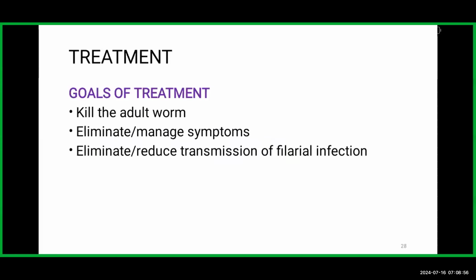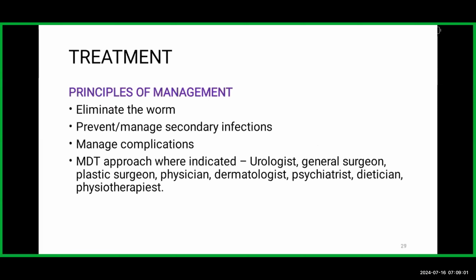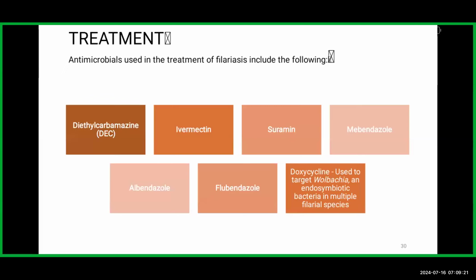So how do you manage the patient? Your goal of treatment is to kill the adult worm, eliminate and manage the symptoms, and then reduce the transmission as much as you can. To eliminate the worms, administer antiemetics, prevent and manage secondary infections, and manage complications. Where needed, you can also involve other specialists like urologists, the general surgeon, the plastic surgeon, physician, dermatologist, psychiatrist, dietitian, and physiotherapist. These are some medications you could use, especially DEC, that's the first line, ivermectin, albendazole, doxycycline. Suramin is used, but rarely.